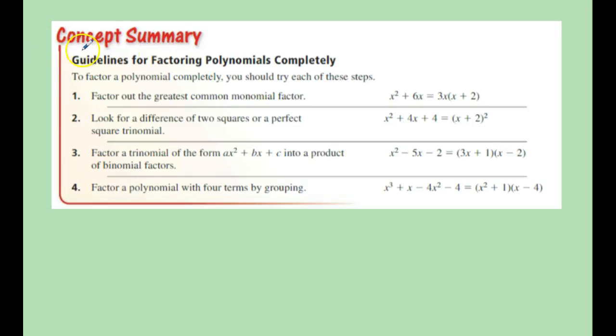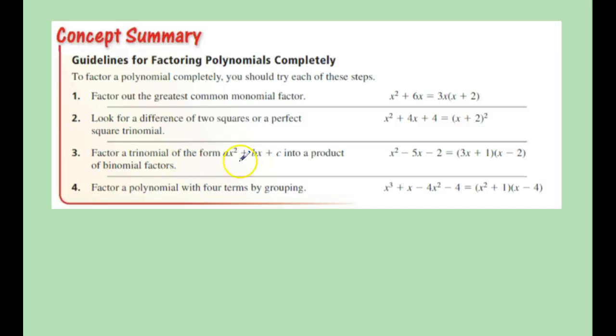Now here are our guidelines for factoring completely, because we want to get it as factored as we can. The first thing I always want to do is factor out the greatest common monomial factor. Is there something I can factor out of each term first? Once I've done that, I look for my patterns: my difference of 2 squares or my perfect square trinomials. If I see that, then I can factor it a lot more simply. If I can't see that, then I go ahead and factor like I have been before.